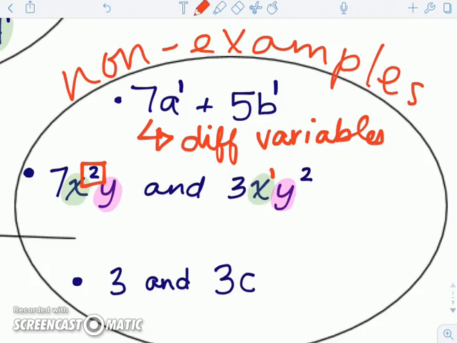It would be the same even if this was a squared here. All my variables have to have all the exact same exponents. If one matches and the other one doesn't, it doesn't matter. They have to be exactly alike. So this one, we have different exponents.